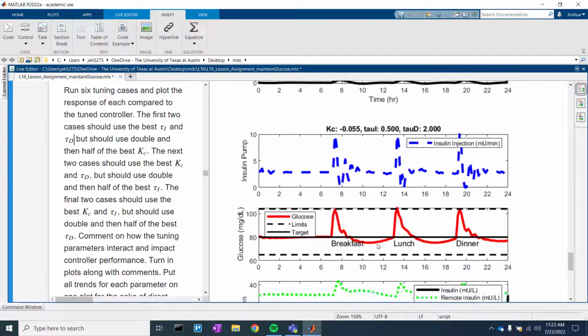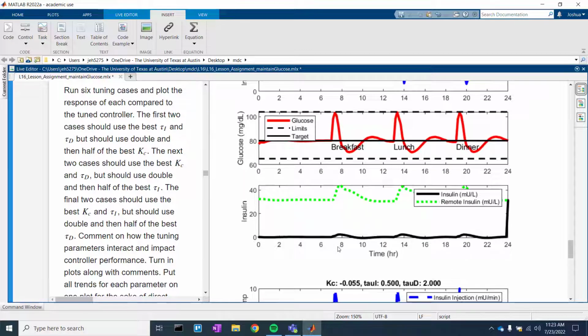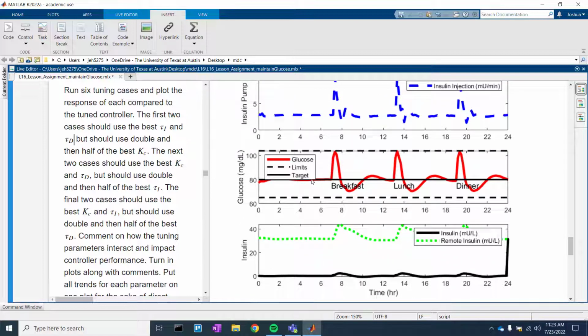So hopefully, especially the sensitivity experiment gives you a good idea of how different parameters affect a system, as well as how our system will respond to disturbances. Here, those disturbances come from meals. Please let me know if you have any questions. Hopefully this was effective.